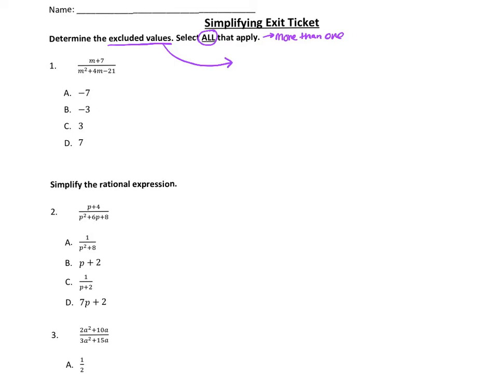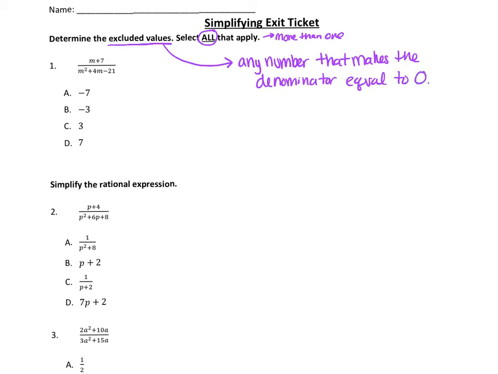So an excluded value is any number that makes the denominator 0, or equal to 0. So in order to do that, for this example, we need to factor the denominator. So I need to think about what multiplies to negative 21 and adds to 4. So that's going to be a positive 7 and a negative 3.